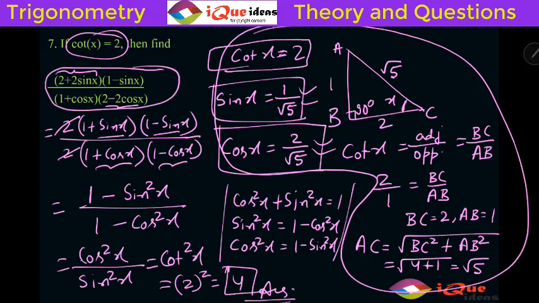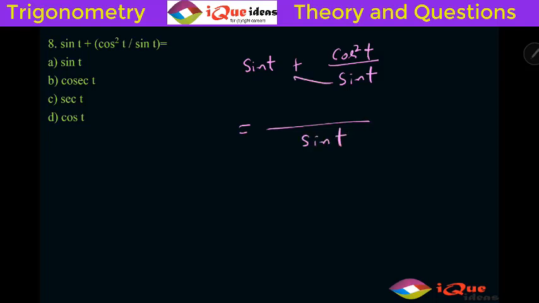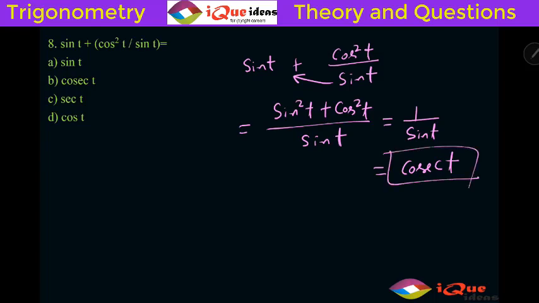Alright, now let's take up the next one. We have to simplify this. Let me write it again. It is sine t plus cos square t divided by sine t. Alright, so let's take the LCM, sine t. In the numerator it will be multiplied, so it becomes sine square t plus the other one remains as it is, that is cos square t. Now sine square t plus cos square t is 1, so it is 1 upon sine t. Now 1 upon sine t is equal to cosec t. Right, so if you look at the options, option B is the correct answer. So this was a rather simple question.